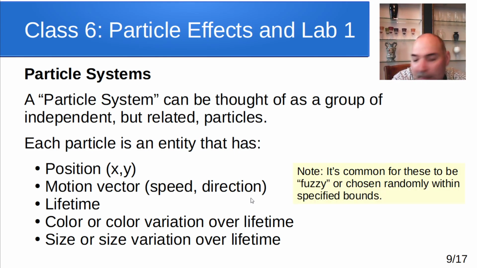Now, one of the things to note is that it's common for those, at least initial values, to be chosen somewhat randomly or within specified bounds. So in other words, the speed and direction of a created particle, we don't want them all to be the same when they're created. You might have some randomness to it. So, for example, with an explosion, things will go in random directions. Or maybe if it's something that's shooting out like a water hose, shooting out a stream of water, there'll be some randomness that wiggles around and adds some variation to it.